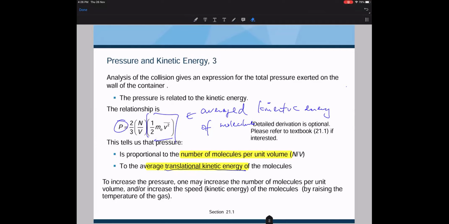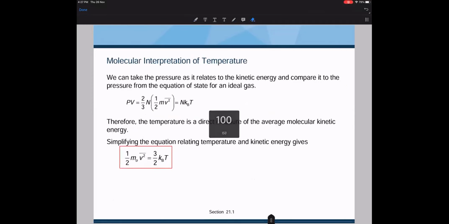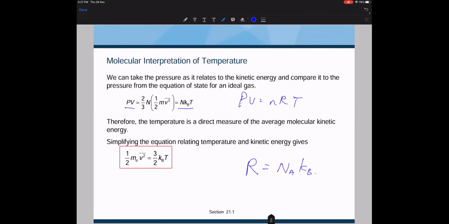But how do we change the kinetic energy of the molecules? That goes back to the ideal gas law. Because in the ideal gas law, we have PV equals nRT. Remember what we mentioned at the very beginning. R is actually equal to the Avogadro's number multiplied by a term called the Boltzmann constant.